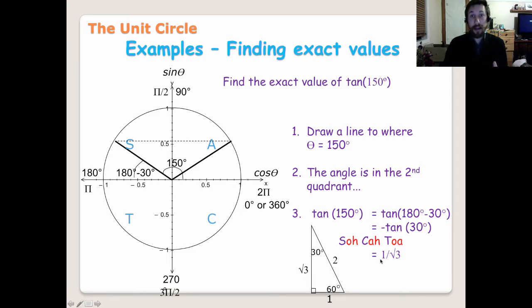Alright, but what else do we need to think about in terms of this? Well, we can't have a root 3 on the bottom, can we? We've got to rationalise it, so therefore we get an answer of negative root 3 on 3. So tan of 150 degrees is equal to negative root 3 on 3.